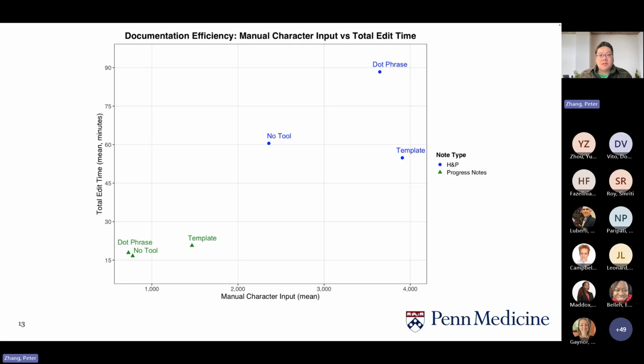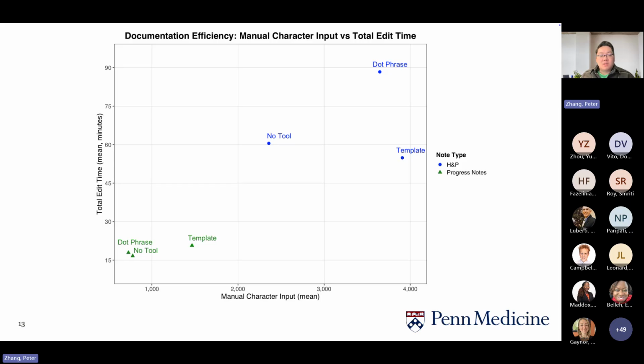The x-axis here is the total time recorded by Epic, and the y-axis is the number of characters manually inputted by the provider. Those familiar with this type of time data know that it has limitations based on Epic's algorithms on determining whether a provider is still actively writing a note or not. So definitely take some of the time data with a grain of salt.